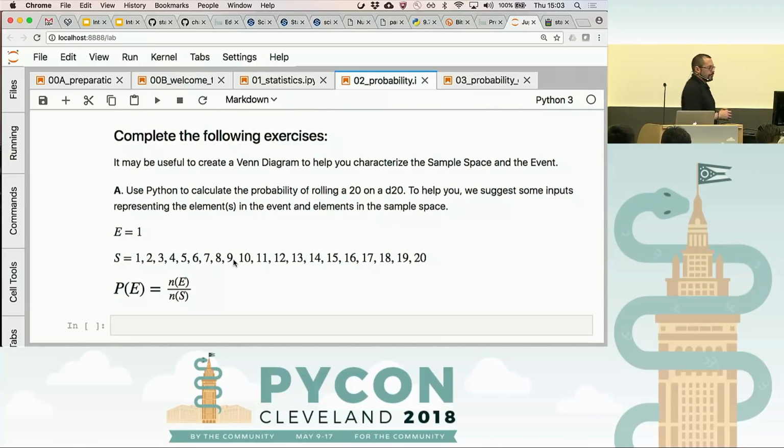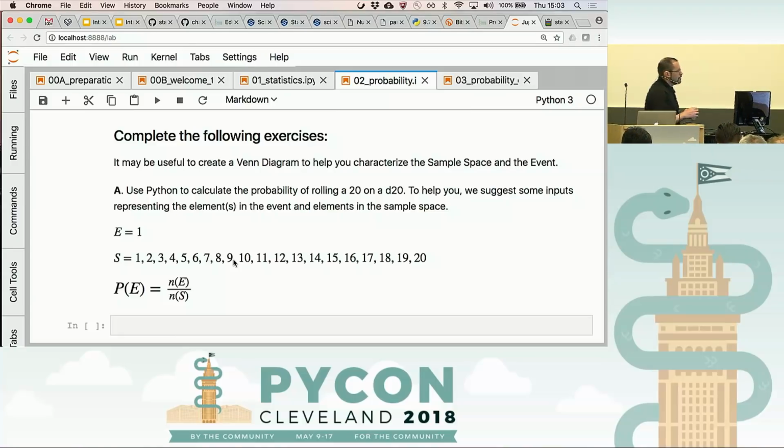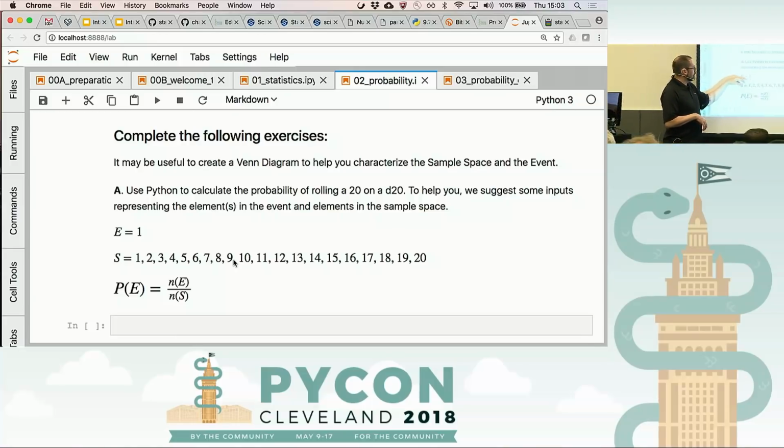I'm going to have you guys go through your little notebooks, etc. Sketch out a couple of simple Venn diagrams. You don't have to make them huge or anything. Wrap your head around this idea. So this first one, for example, we're going to have one thing that we care about out of a list of 20 items on a D20.